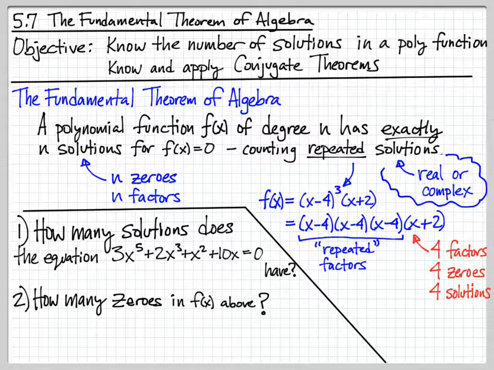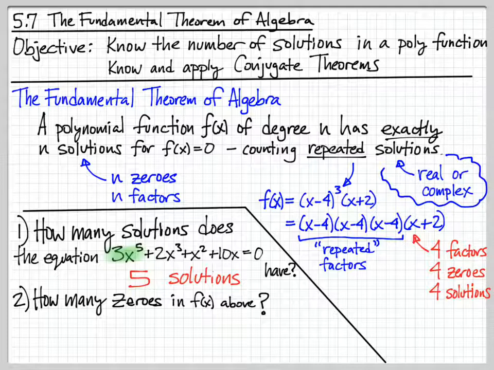So some very simple questions, very simple examples. How many solutions does the equation 3x to the 5th plus 2x cubed plus x squared plus 10x have? All we need to do is look at the highest order term. We look at the degree of it. The degree is 5. Therefore, there are 5 solutions. And again, these solutions may not all be real numbers. They could be complex solutions.